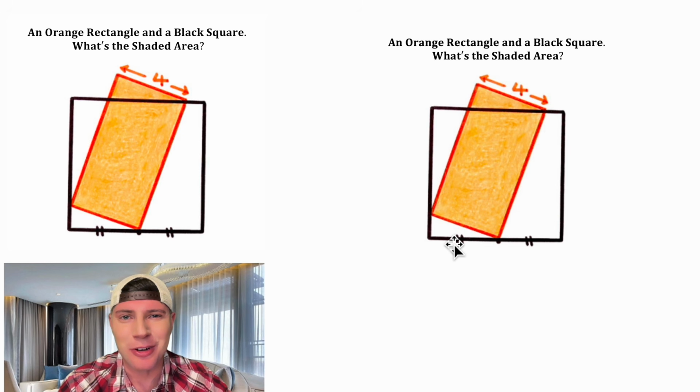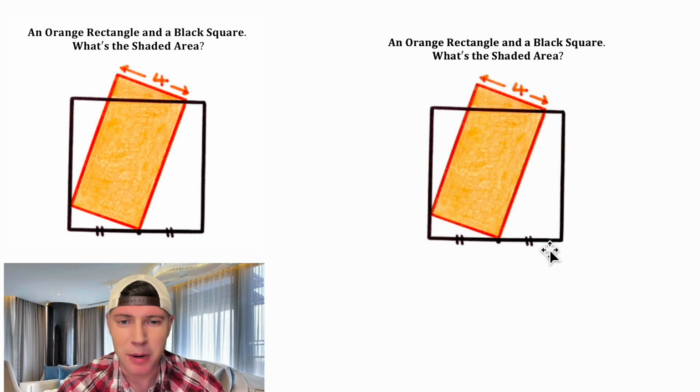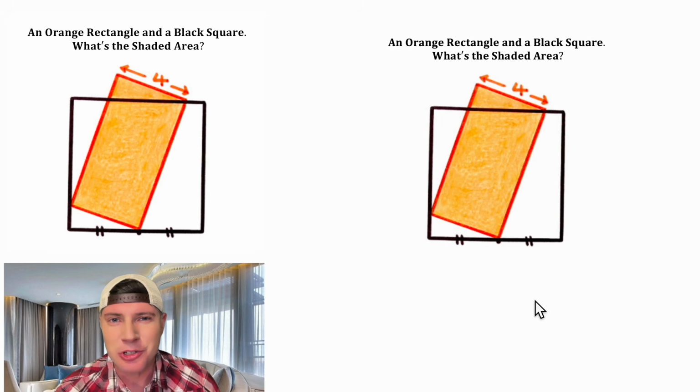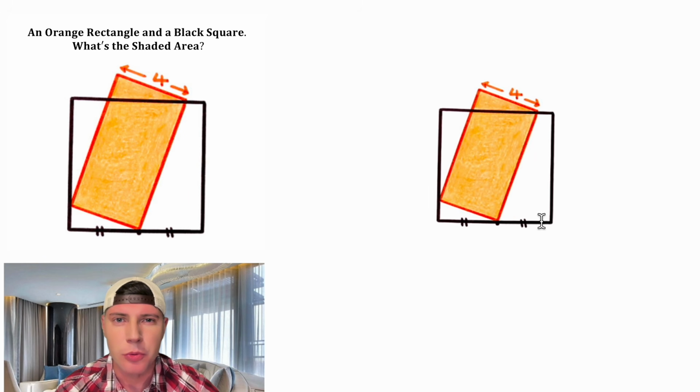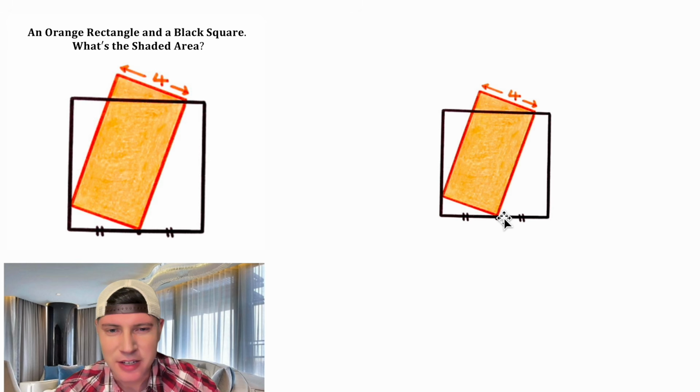Hey guys, this looks like a fun one. We're given an orange rectangle and a black square. And it wants to know what is the shaded area. We're also given that this intersection point bisects the base of the square. If you want to try it on your own, pause it right now because I'm going to solve it in 3, 2, 1. Let's call the height of the rectangle x.